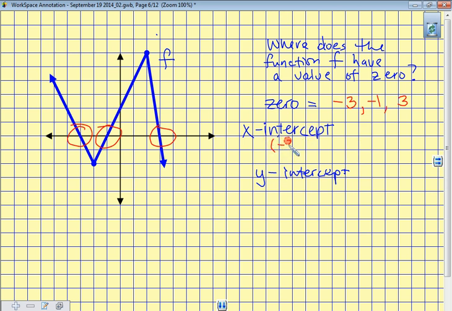So those are also my x-intercepts. But an x-intercept is a point, so I'm going to write it like a point. And all our points, I'll definitely put in parentheses, so I'm showing that I know it's a point.